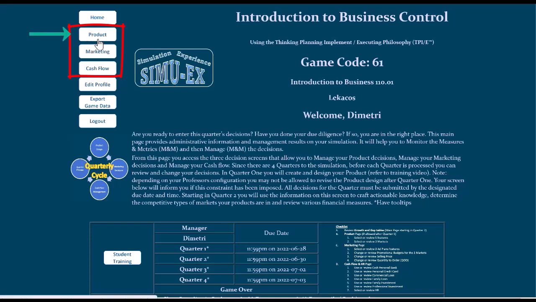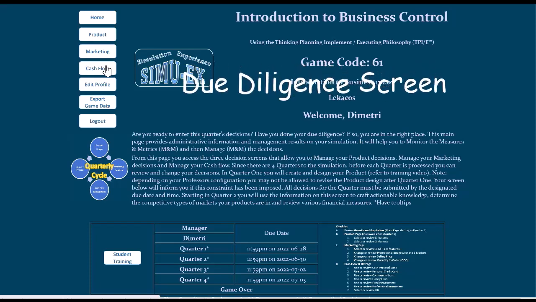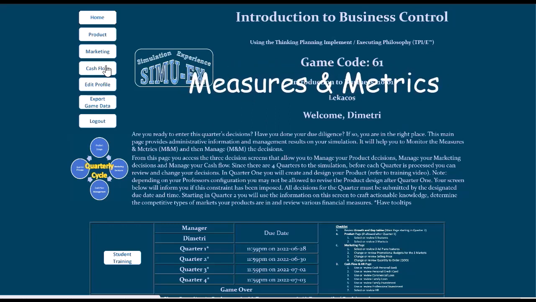We have product, which is where you design the product and select the market. You have marketing, which is where you determine the ad plans that create the advertising campaign, and then the pricing of the product and the promotional budgets, as well as the order quantities. And then lastly, you have cash flow. Essentially, these are where you will make the decisions. But before you can make these decisions, you need to perform standard due diligence. You need to monitor the measures and metrics of the corporation.